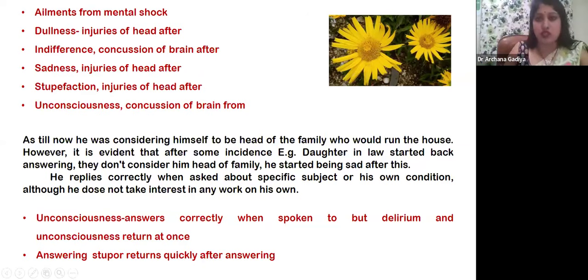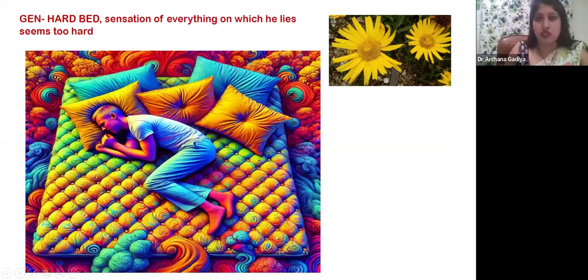So few slides are remaining now. We have a rubric in the arnica. We all know this is also a peculiar symptom of the arnica: hard bed sensation, everything on which he lies seems too hard. So what do you understand by this? Is it possible that the bed is hard when the bed is made up of cotton or foam? No, it cannot be hard. Then where is the problem? The problem is inside you. You are feeling that it is hard. You are blaming that bed to be hard.